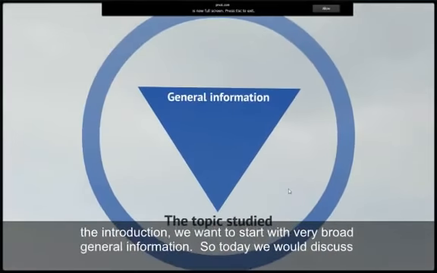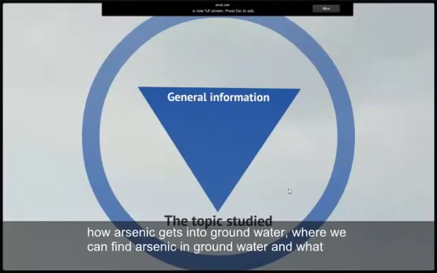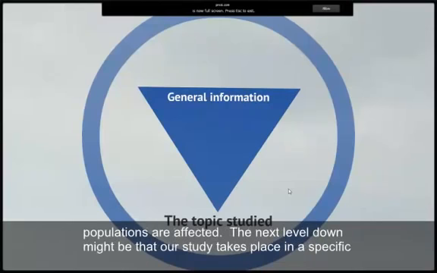So when we're writing the introduction, we want to start with very broad general information. Today we will discuss how arsenic gets into groundwater, where we can find arsenic in groundwater, and what populations are affected.